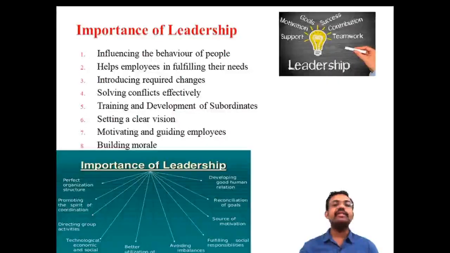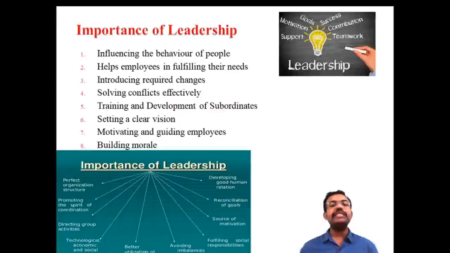So providing the training and development of the subordinates. And setting a clear vision. The leadership always has to set a clear vision for the benefit of the organization. The vision oriented, a good vision, 2020 plans. In India, Kalam, APJ Abdul Kalam had the dream and the Vision 2020 plans. So good leadership is always setting clear visions. That's another importance of leadership, setting clear visions.